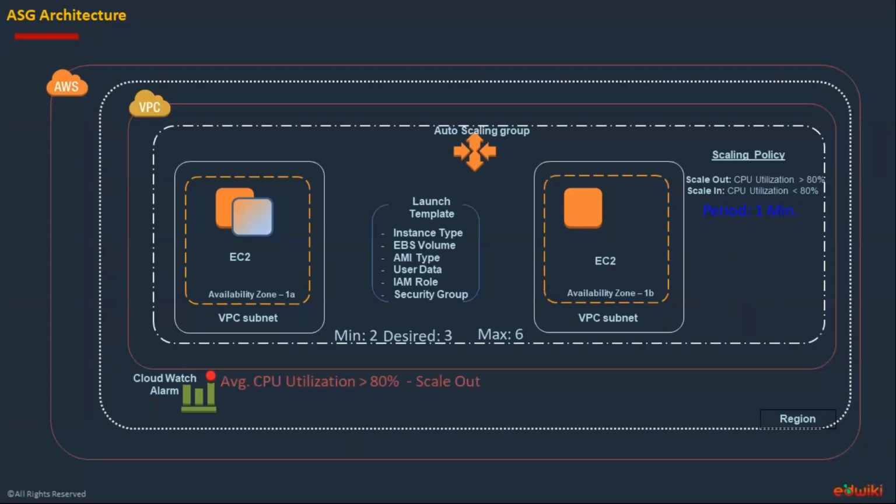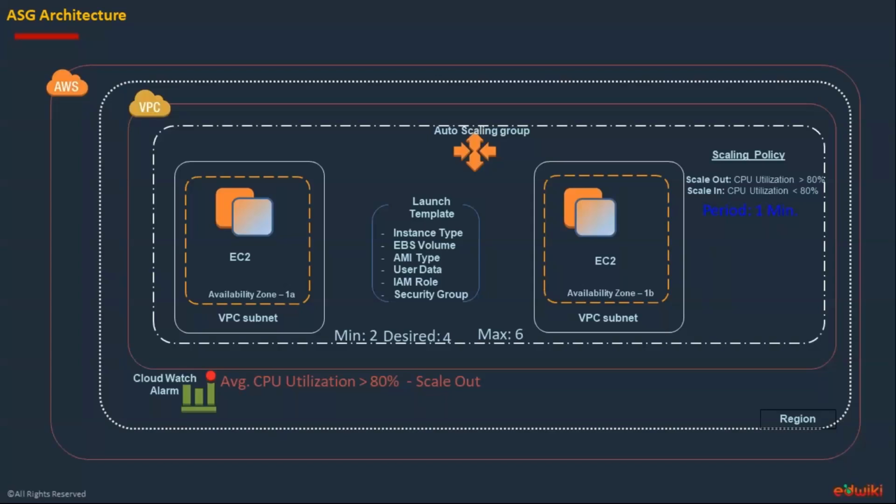After some time, again the alarm is triggered saying, hey, the total usage is still more than 80%. Auto scaling will update the desired count from 3 to 4. Then it will try to create one more instance with the help of the launch template, and that instance will come to a different zone because it has to equally distribute the servers across the availability zones.